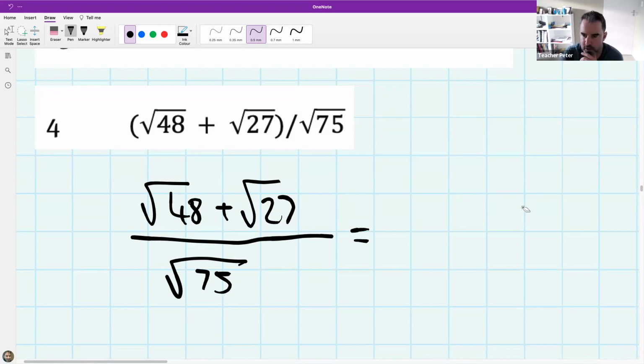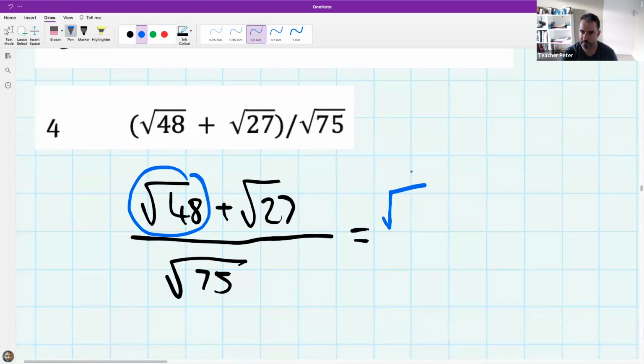The top, absolutely. What would you break 48 into, Stephen? What do you think we should do? It seems like perfect squares are always a good thing to deal with, huh? So I was thinking I could do that, maybe. I don't know if you agree with me, but maybe not a bad way to start. And then what about the 27? What could I do with the 27?